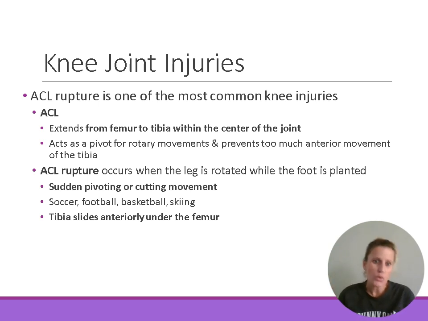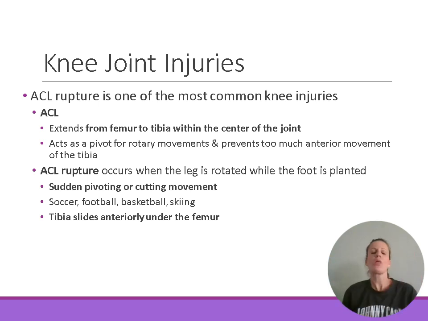ACL rupture occurs when the leg is rotated while the foot is planted. Again, this happens in athletes who are changing positions and pivoting quickly. They plant their foot and pivot the body, and the top of the body, the femur, twists while the tibia is planted in place. That sudden pivoting or cutting movement is common in soccer, football and basketball players, and in skiing as well, because the bottom of the foot is stuck in the ski. So the tibia is held in place, but if the body starts to twist and fall, that pulls the femur and it twists the knee.